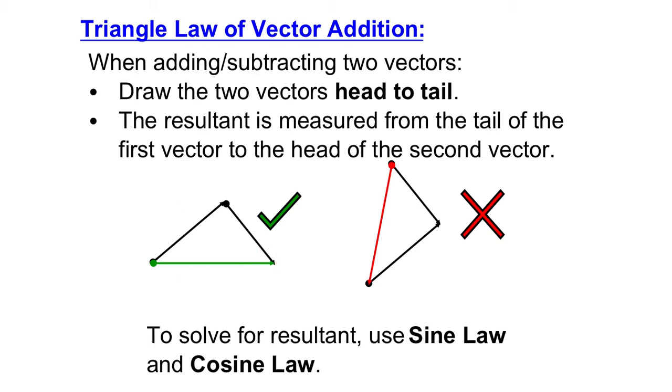So this is correct. This is not what you want to do. So here I have tail to head, tail, head. I have the two heads touching. That is not how you add vectors, okay? So there's a correct way and there's an incorrect way. Make sure you're doing the correct way when you add your vectors together. Now, this resultant vector, we're going to use trigonometry, sine law and cosine law, to figure them out.